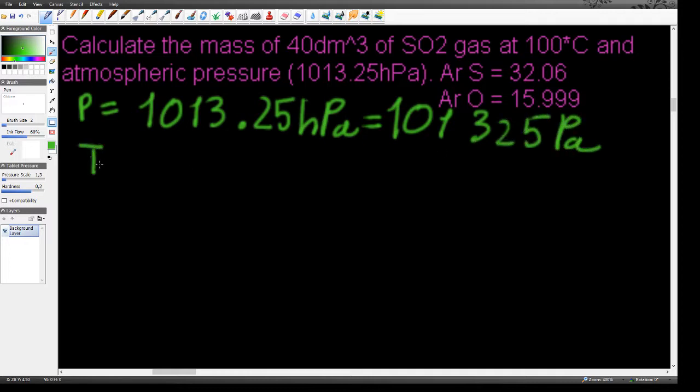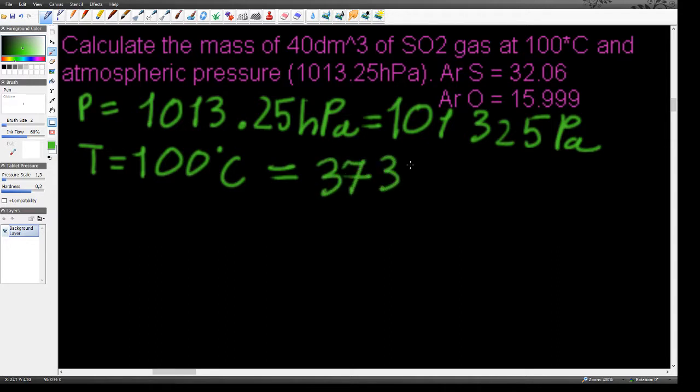We know the temperature is 100 degrees Celsius, but if you remember from the last video, we don't need the temperature in terms of Celsius, we need it in terms of Kelvin. So to go to Kelvin, we need to add 273 to our 100 to get 373 Kelvin.